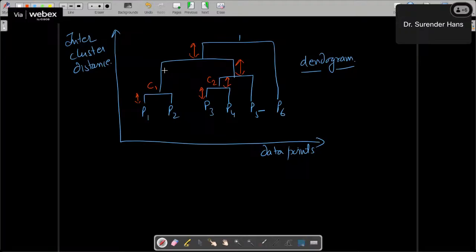Okay. So now the point is where we use this hierarchical clustering technique. So hierarchical clustering, this technique, this algorithm that we use here in data mining.